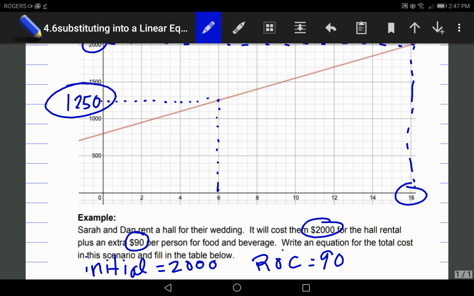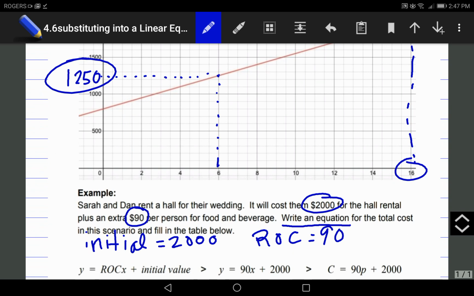The first part of the question is write an equation. We can easily write an equation now. Okay, so let's write an equation right there. So I know that y equals the rate of change times x plus the initial value. Replace the rate of change with 90. Replace the initial value with 2,000.